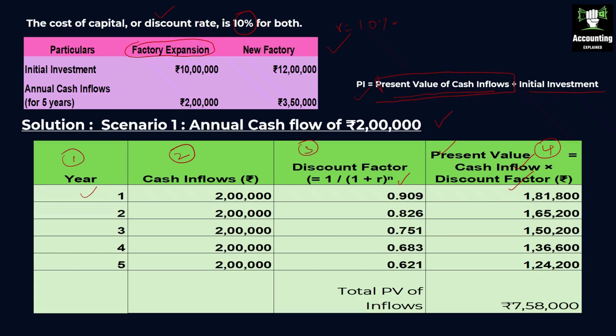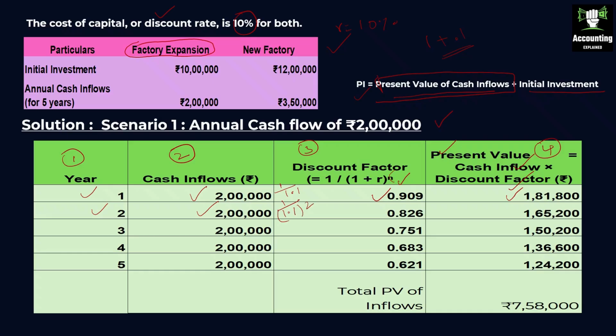For year 1, cash inflow is 2 lakhs and discount factor is 1 divided by 1 plus R, so 1 divided by 1.1. 1 plus R is 1 plus 0.1, which is 1.1. Since it is year 1, we are taking 1.1 directly. 1 divided by 1.1 is 0.909. Column 2 into column 3, that is 2 lakhs into 0.909 is 1 lakh 81,800. Second year, cash inflow is the same 2 lakhs and discount factor will become 1 divided by 1.1 to the power of 2.